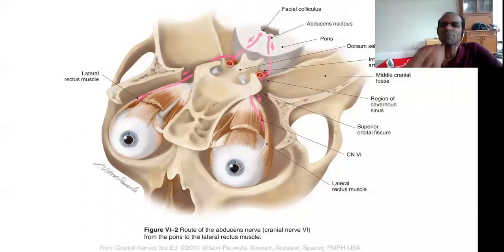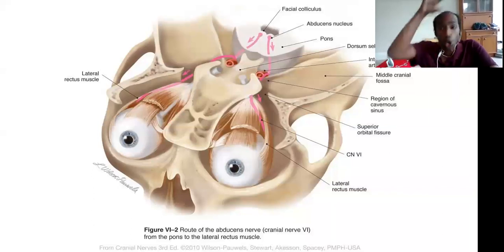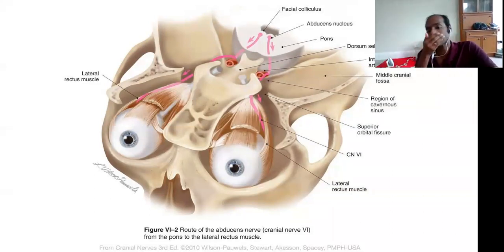In the pons, it is very close to the facial nerve nucleus. The facial colliculus again, that is the area overlying the facial nerve nucleus. And also, like in the midbrain, you get the corticospinal tracts.